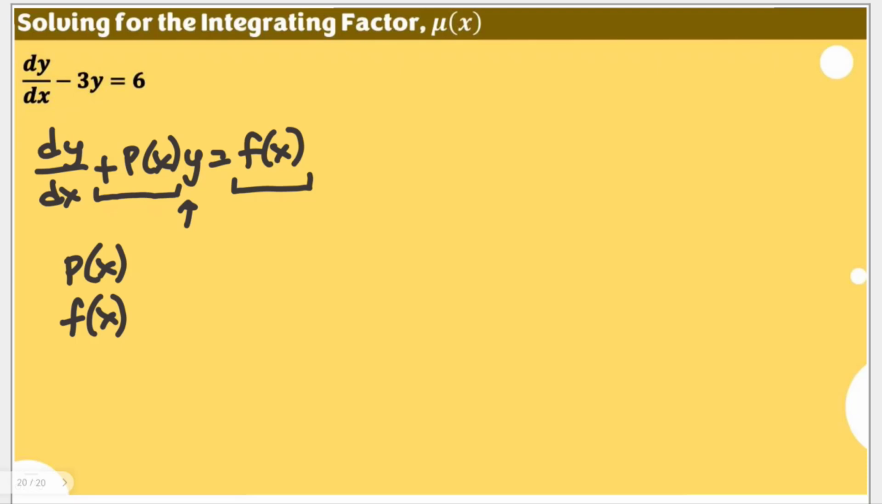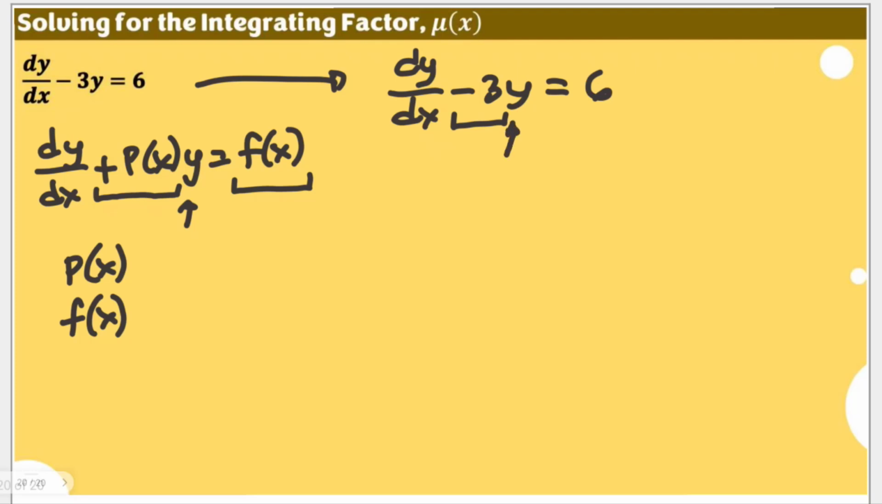We will be using p of x in determining the integrating factor. We will use f of x later as part of the solution. Okay, so let's determine if our given equation is already in its standard form. We can see here that our term is already paired with y in its first degree. This would mean that this is our p of x. It's minus 3, not just a 3, but it should be negative 3 as it includes the sign before it. This item here, even if it doesn't have any x, automatically corresponds to our f of x.